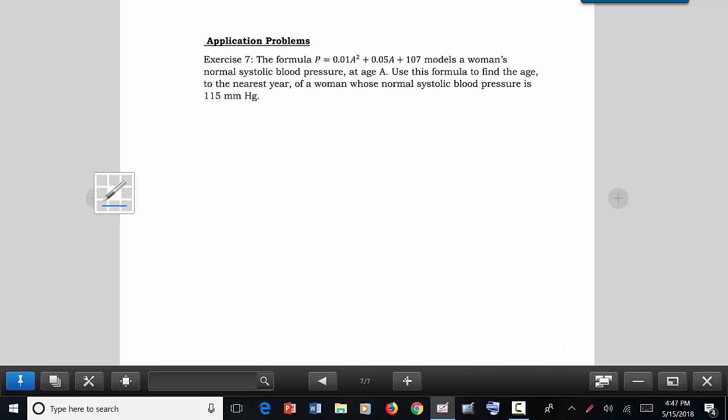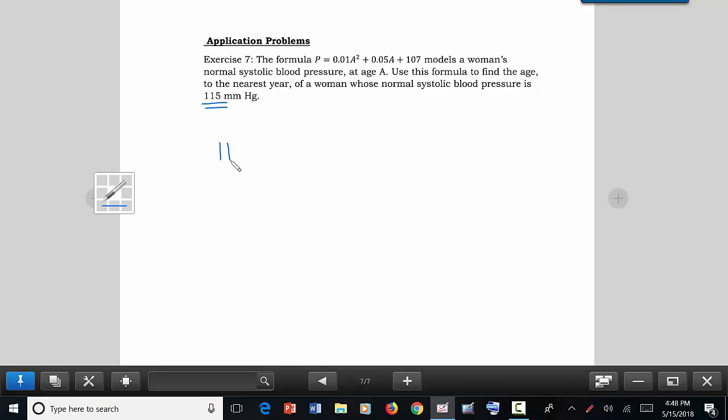Now here, this problem will need calculator, so I will give you the hint. So this p equals to 0.01 a square plus 0.05 a plus 107. That gives the blood pressure if the age is a. The question is, what will be the age if the blood pressure is 115? So how we set up?